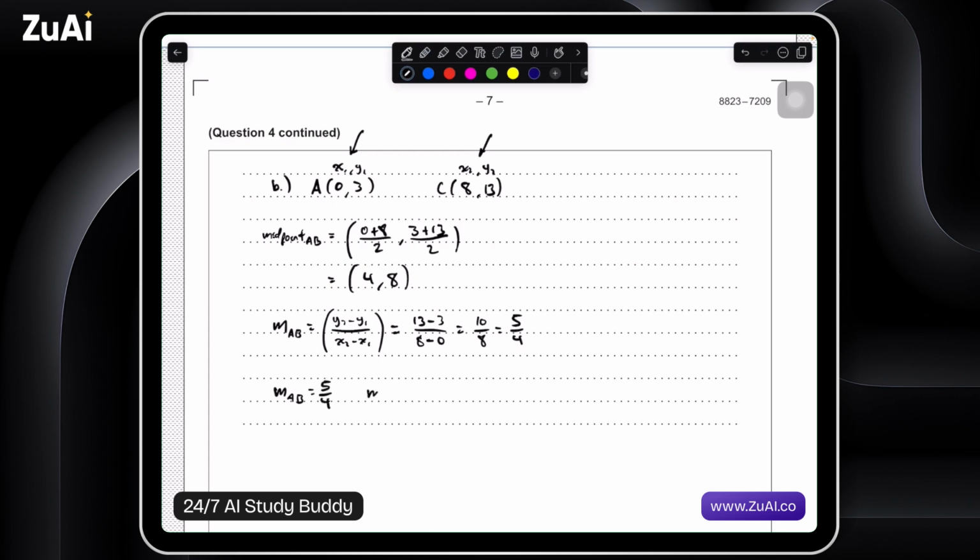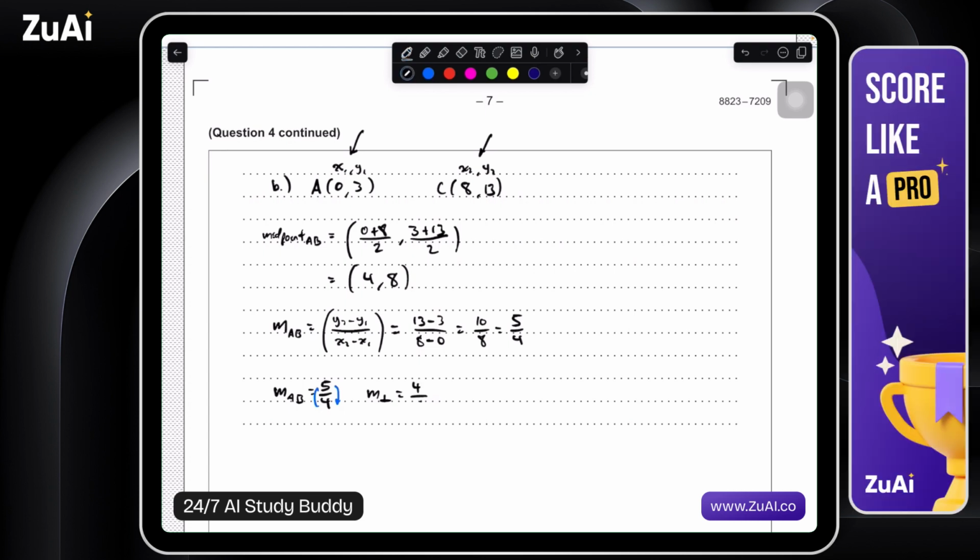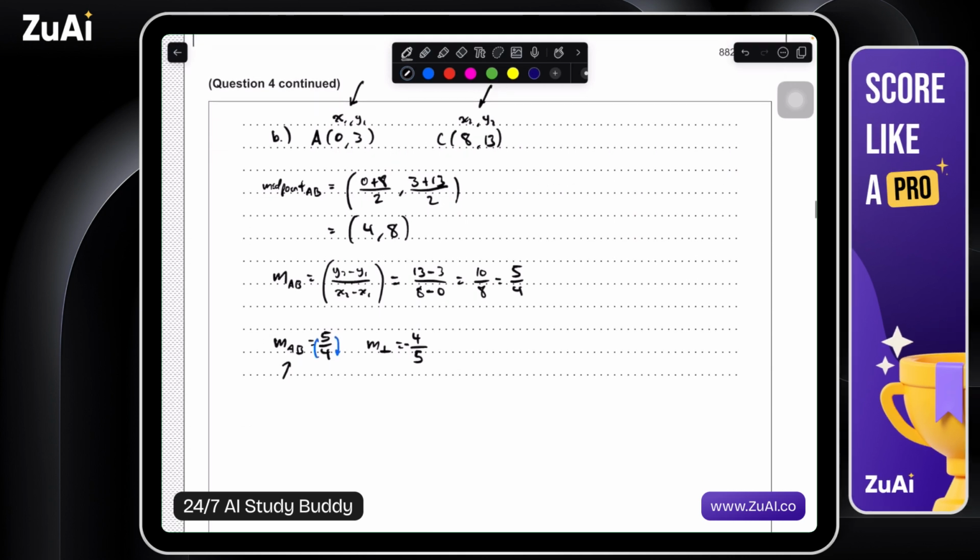If we're looking for M perpendicular, we know what we're going to do is switch the top and the bottom, or take the reciprocal, 4 over 5, and then multiply it by a negative. So that would be our perpendicular. We know what MAB is, we're looking for the perpendicular to this line. Switch the top and the bottom, multiply by a negative, or take the negative reciprocal. Alright, good. So we've got all the gradients we need.